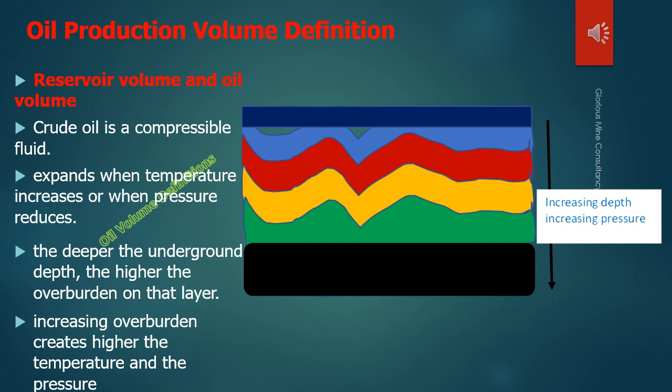From the diagram we could see that one layer lies on top of another layer. These layers are heavy, and when they are on top of a given layer, they exert much weight and pressure on the layers at the bottom. This creates pressure in the underlying layers. This pressure is shared by both the layer rocks and the fluids inside the layer. Geologically, it is proven that the deeper the underground depth, the higher the overburden on that layer. Hence, the higher the temperature and the pressure due to the increasing overburden.